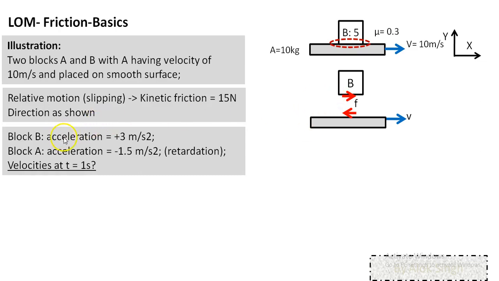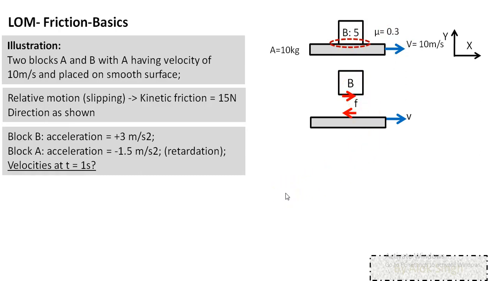So block B will have an acceleration of 3 meter per second square. Force is 15, mass is 5, hence it will have an acceleration of 3 meter per second square. And block A will have an acceleration of minus 1.5 meter per second square. Why minus? Its direction is in the negative x direction. So there will be retardation acting on block A. How do you get minus 1.5? Force by mass. Force is 15, mass is 10, and acceleration is 1.5 in the negative direction. So at this instant, these would be the accelerations of B and A.